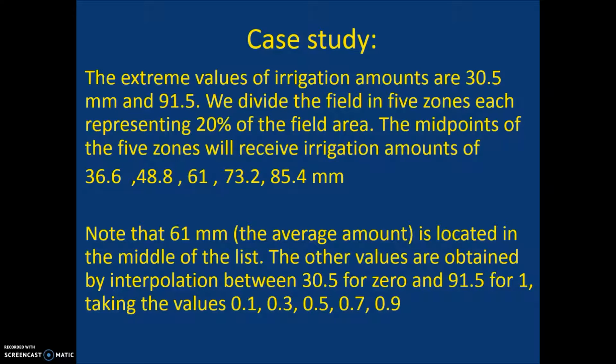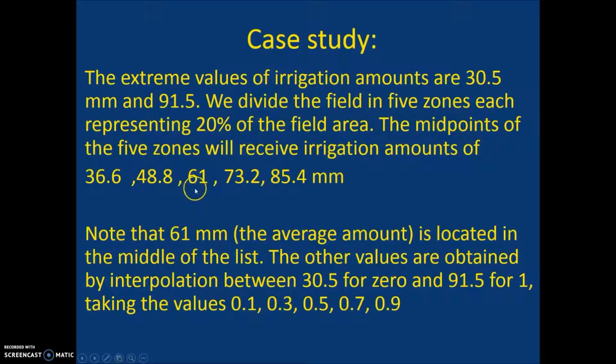The extreme values of irrigation amounts, as you recall, are 30.5 and 91.5. Now, we divide the field in 5 zones, each representing 20% of the field area. The midpoints of the 5 zones will receive irrigation amounts of 36.6, 48.8, 61, 73.2, or 85.4.